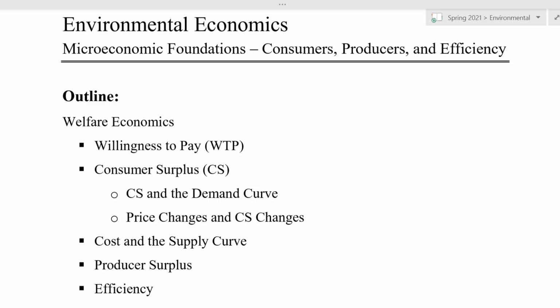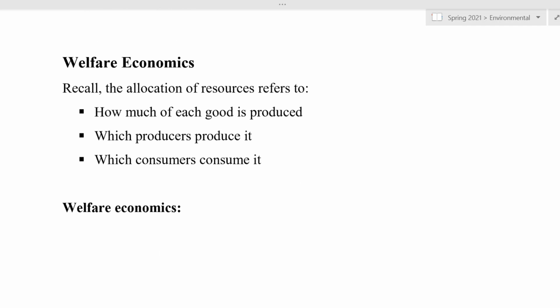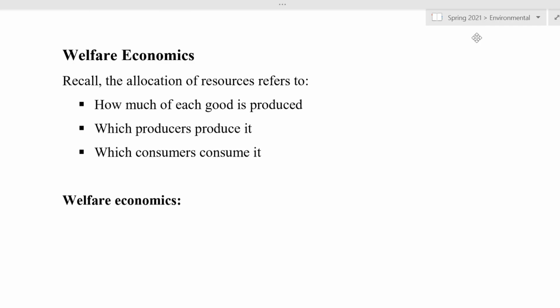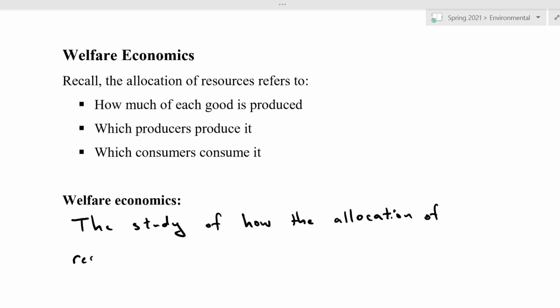Okay, so let's jump in here. We're going to start with welfare economics. This is the field which all of this falls under. It's a subfield of economics. And what we're really thinking about here is the study of how the allocation of resources affects economic well-being.